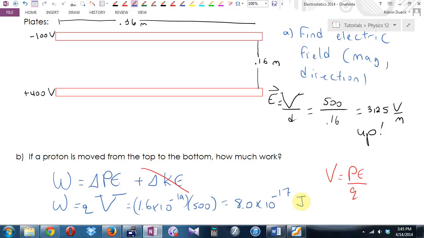Just for giggles, suppose I started a proton right here and an electron right there, and I let them both go at the same time. Who would hit the far wall first? Or would they hit at the same time?